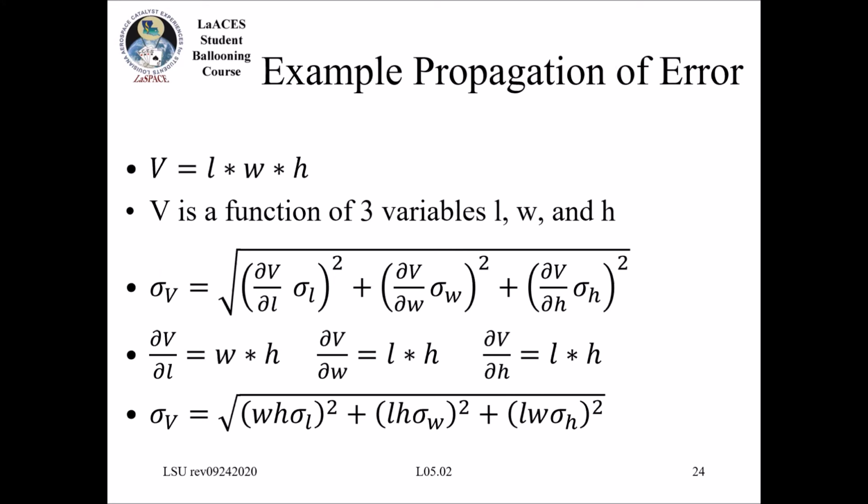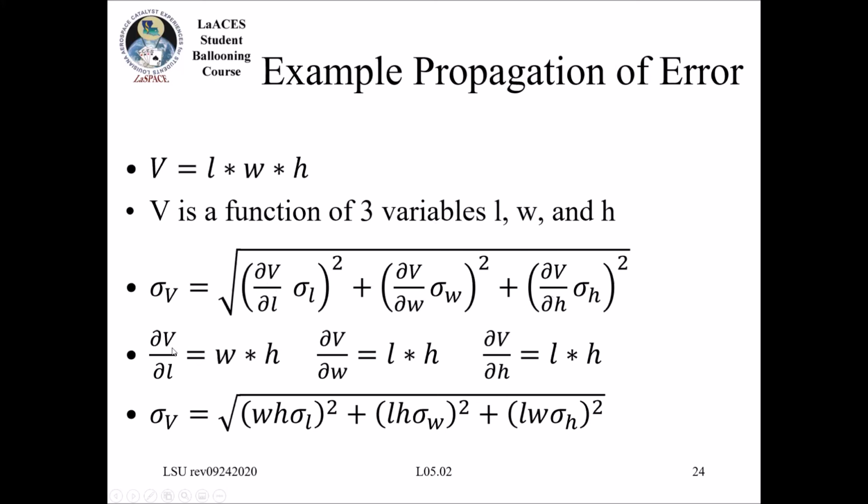Well, that volume is a function of the three different variables, so length, width, and height. So those are what were our just generic x1, x2, x3 in that previous equation, right? We've just replaced them with real variables. So the error in the volume is this entire term under the square root. So I take the derivative of volume with respect to length, multiply it by the error in the length, and do the same thing for the height and the width.